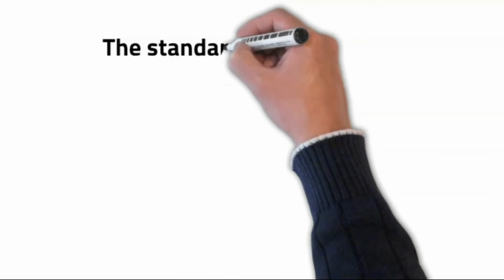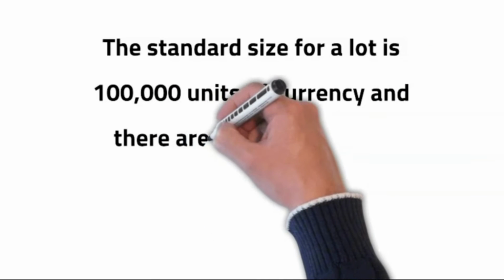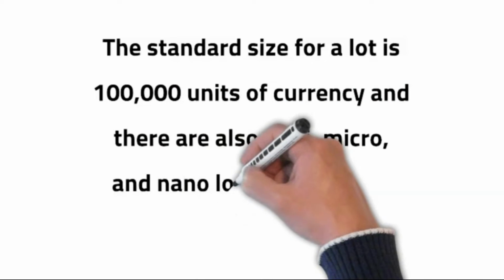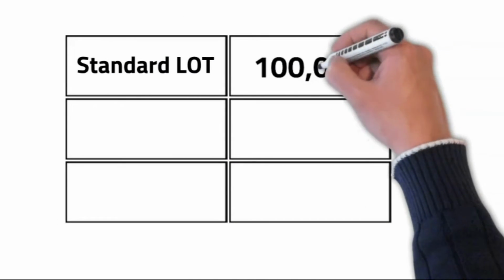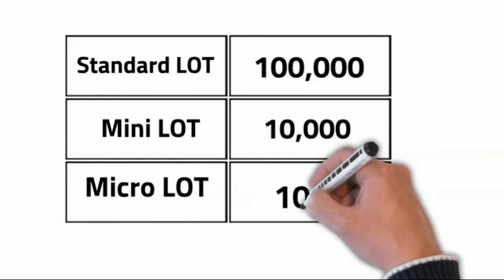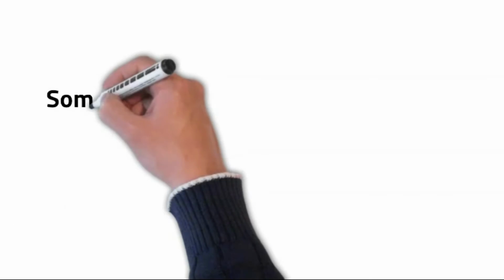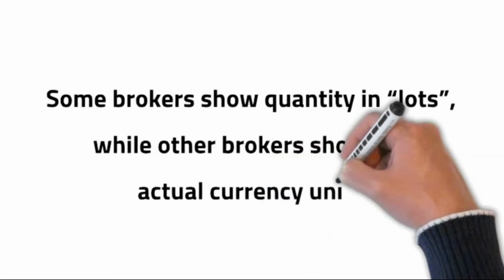The standard size for a lot is 100,000 units of currency, and now, there are also mini, micro, and nano lot sizes that are 10,000, 1,000, and 100 units. Standard lot: 100,000 units. Mini lot: 10,000 units. Micro lot: 1,000 units. Some brokers show quantity in lots, while other brokers show the actual currency units.